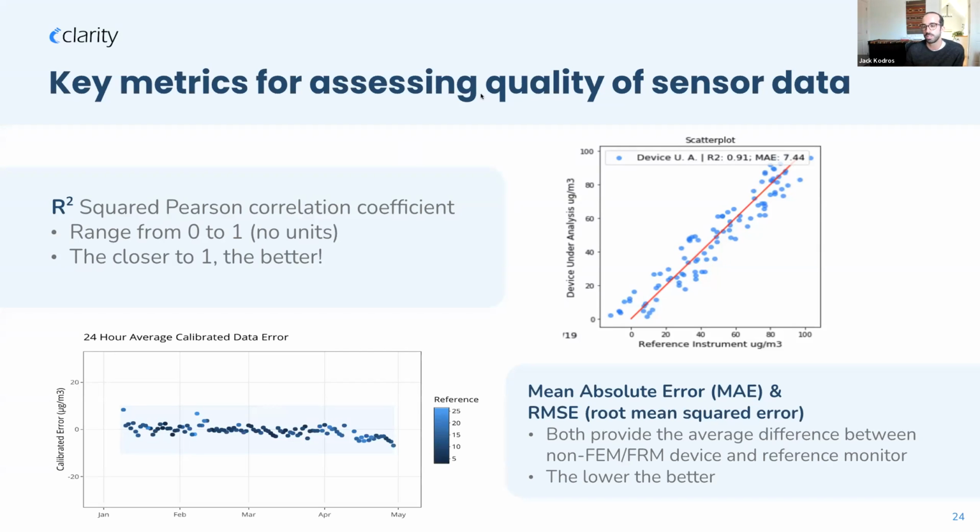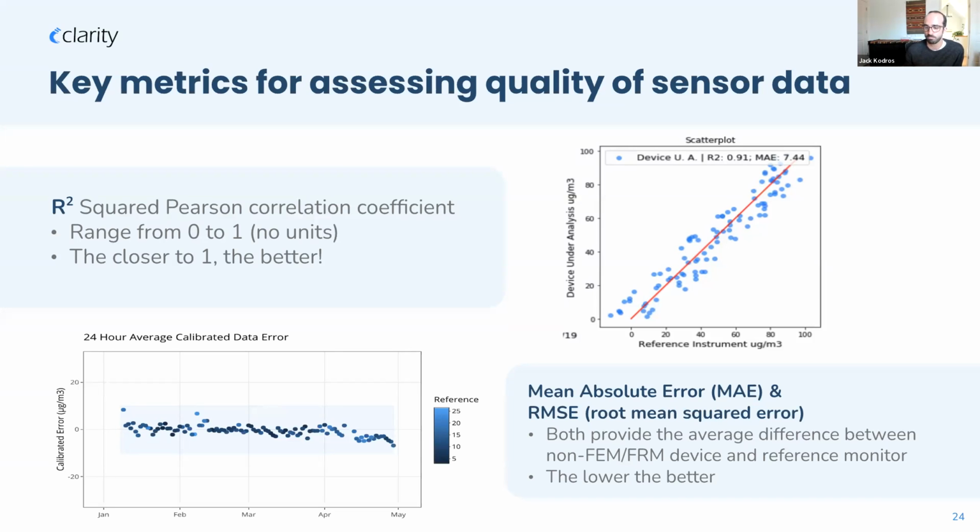So that's what I'm showing in the example on the right, where the reference instrument measurements are on the x-axis, the low-cost sensor on the y-axis. The red line is the line of best fit. And what I want to point out is that this line is a straight line. So a high R squared means they go up and down the same, and it is a straight line, not curved, but straight.